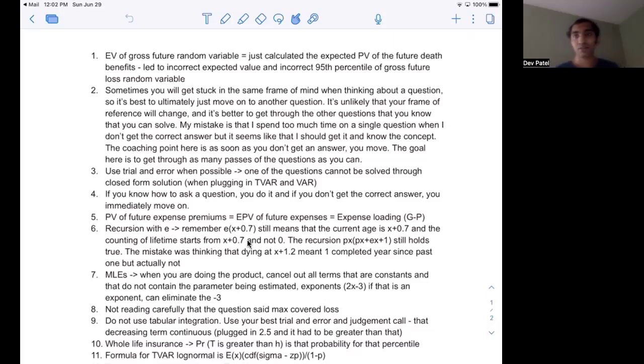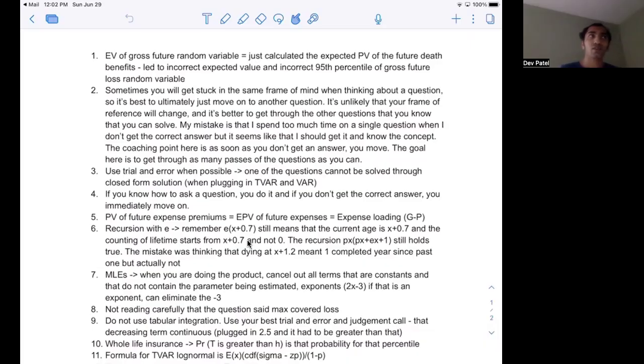Don't use tabular integration. I know some people ask, have you used tabular integration? I don't think it's necessary for you to actually know that, just in terms of the amount of time that it would take to do the question. So sometimes it's just best to use your trial and error and judgment call on those questions.